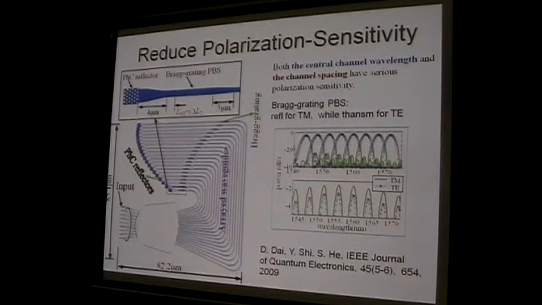Another way is to use a polarization insensitive device. So consider an AWG with light input here for the TE polarization.